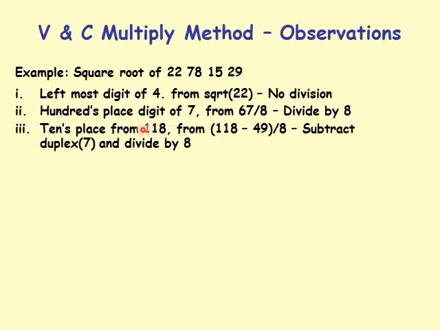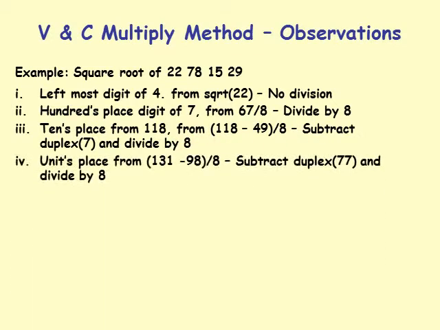The tens place is from 118. That's this 8 here and 11 remainder. And we did 118 minus the square of 7, 49, and divided by 8. That means we subtracted the duplex of 7, and we divided by 8. So no division here, first step. Second step, there is division only, and third step we have subtract and division.